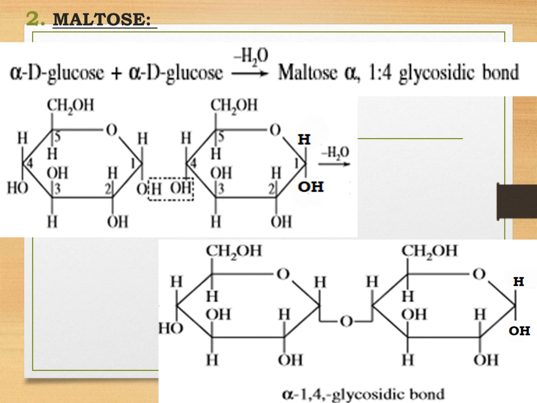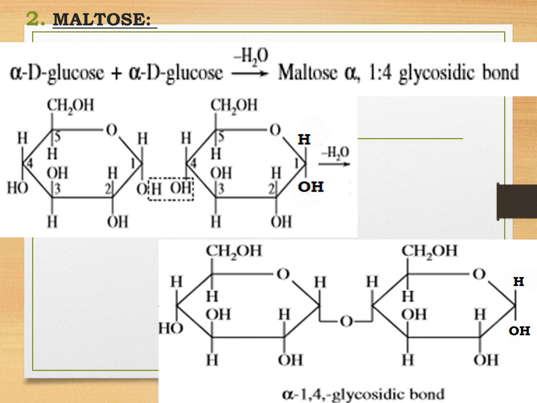Now students, if you look carefully, we know the criteria for formation of maltose: the C1 of one alpha D glucose and the C4 of another alpha D glucose will form a bond. If you see carefully, the C1 of one glucose and the C4 of another glucose are in front of each other. So when you take these two molecules and heat them, there will be a loss of a water molecule.